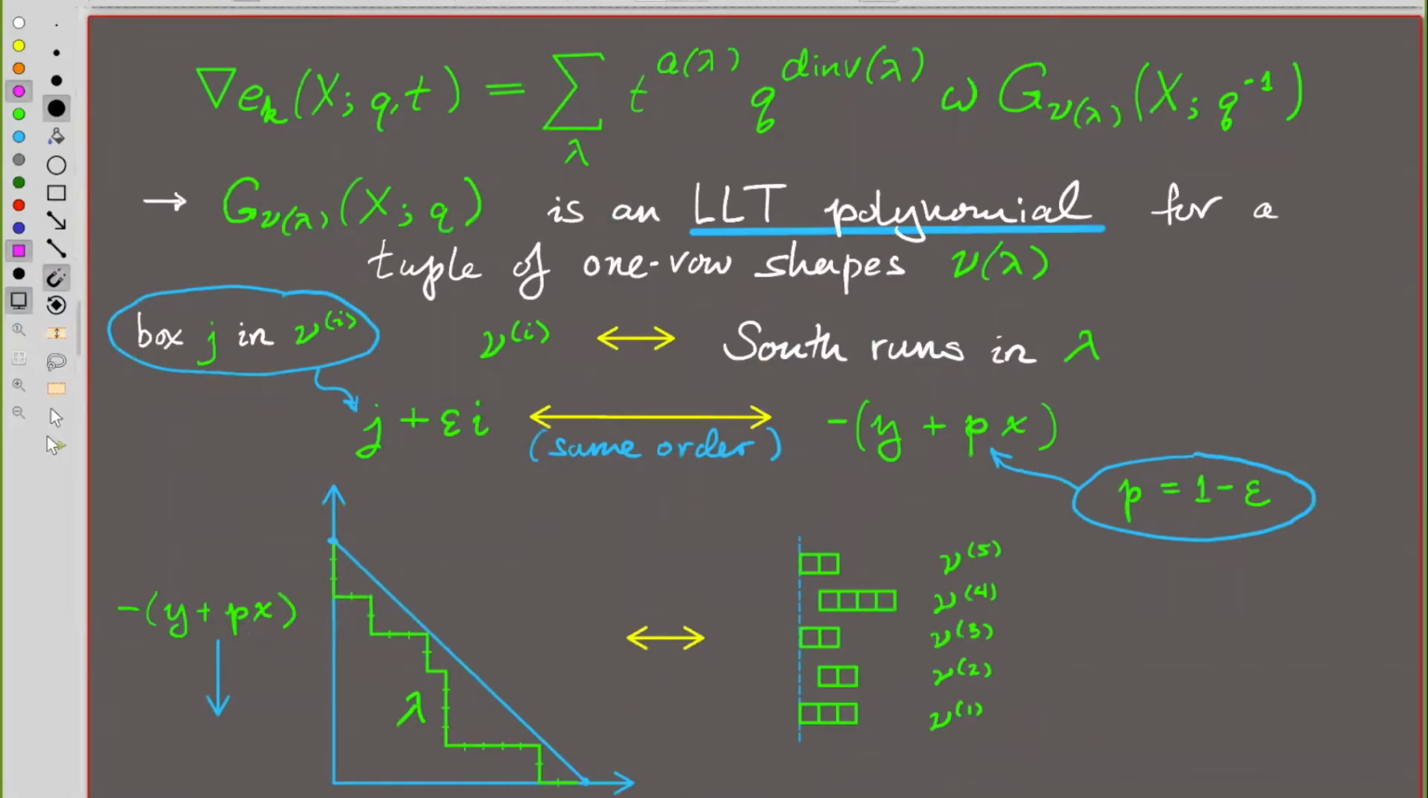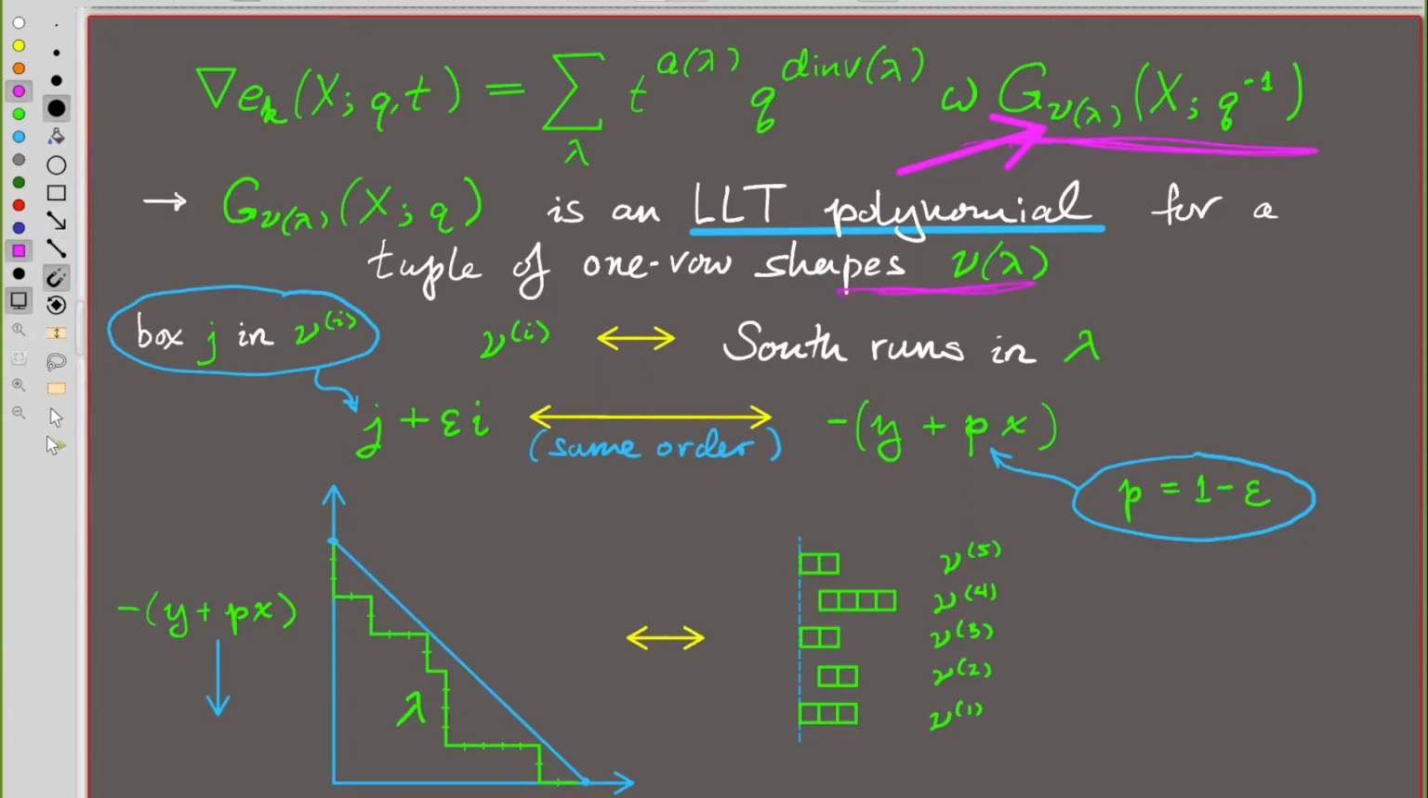And then the last bit in the sum is an LLT polynomial. So here I have to explain in particular what that index nu of lambda is. In general, an LLT polynomial, and I'll describe what those are on the next slide, is indexed by some tuple of skew Young diagrams. These ones are relatively simple because every skew shape in that tuple will be a single row skew shape. So it's an LLT polynomial indexed by a tuple of single row skew shapes.